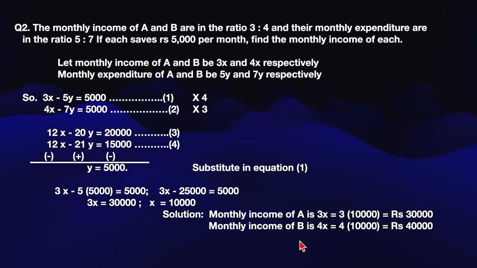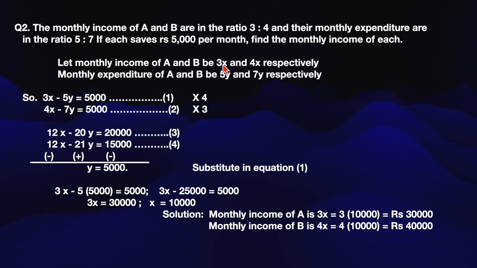Question 2. The monthly incomes of A and B are in the ratio 3:4 and their monthly expenditures are in the ratio 4:7. If each saves rupees 5,000 per month, find the monthly income of each. Let the monthly incomes of A and B be 3x and 4x respectively. Monthly expenditures of A and B be 5y and 7y respectively. So this ratio can be written like this. Okay, expenditure ratio is 5:7. We are writing it as 5y and 7y.